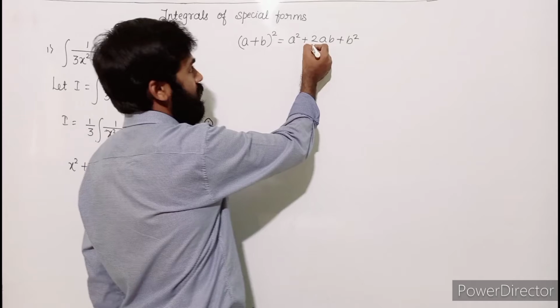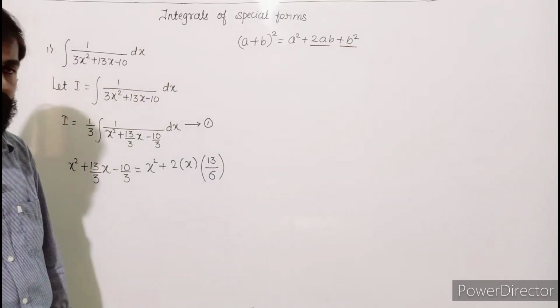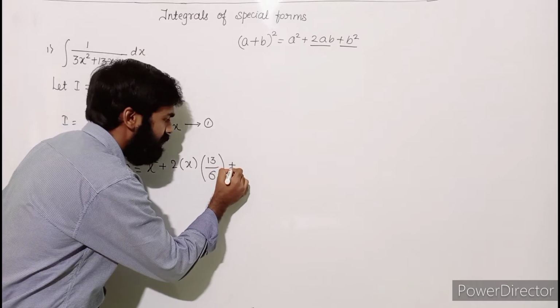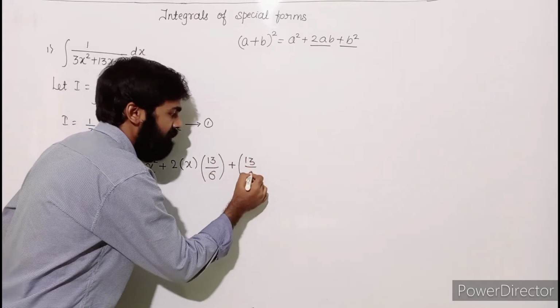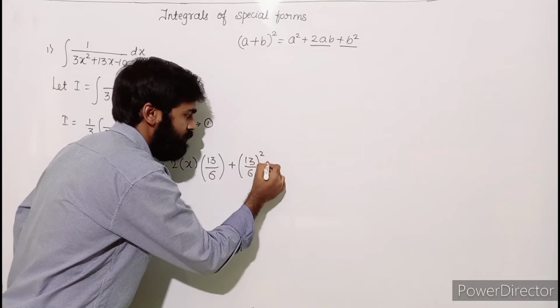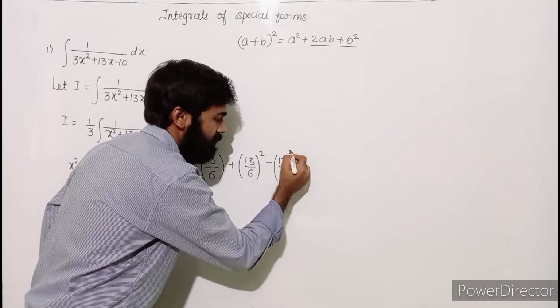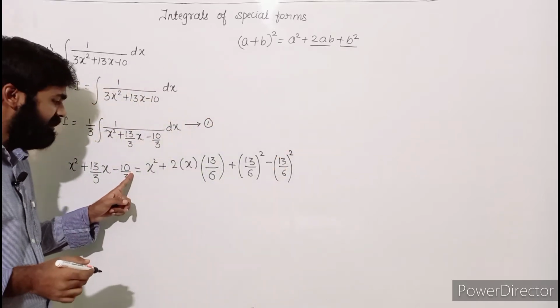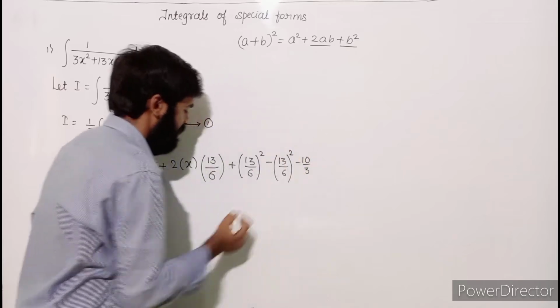Now this is the 2ab term. Now I should add and subtract b square. What is b here? b is 13 by 6. I will add 13 by 6 whole square, and I will subtract 13 by 6 whole square. Then minus 10 by 3 as it is.